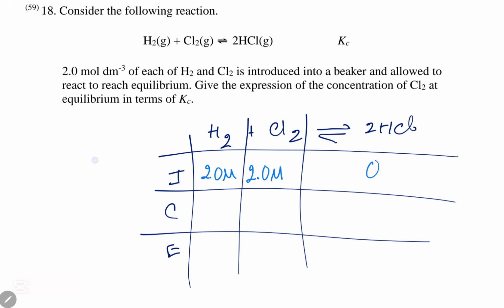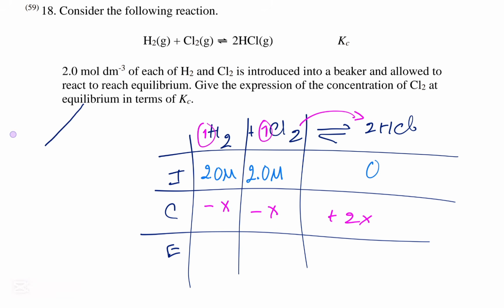Because we don't have any concentration on the product side, the forward reaction occurs. So this is minus x, minus x. Why did I know it's minus x? Because the coefficient is 1, and it's losing. And this is plus 2x. So then, they said, give the expression of the concentration of Cl2 at equilibrium in terms of Kc.